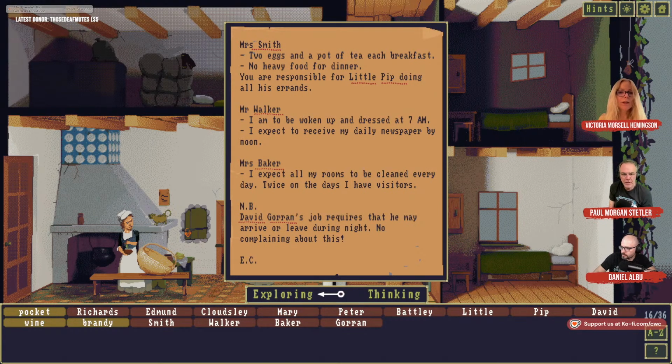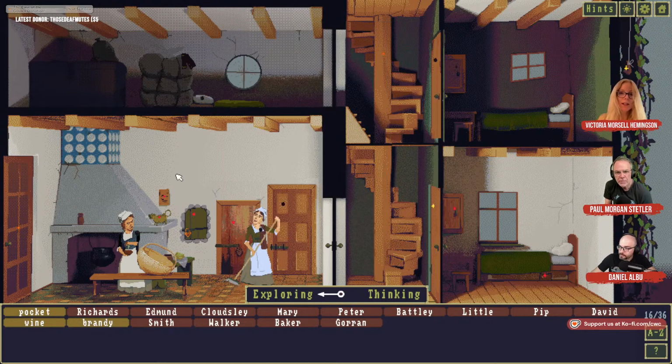From EC, so Edmund Cloudsley. So it sounds like Mrs. Baker is the housekeeper, and Mrs. Smith is the cook, and Mr. Walker is like the valet, or is that what they call him? The guy who dresses the... Right, the valet.